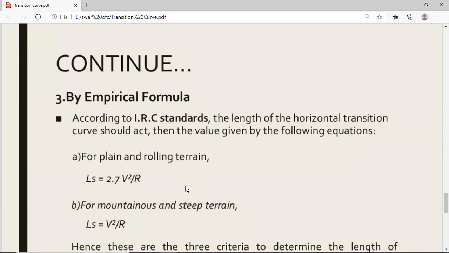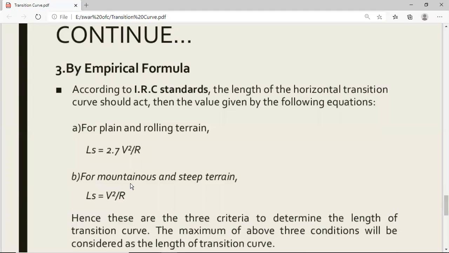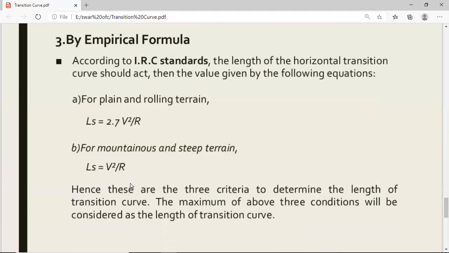And the last and third method is by empirical formula. According to IRC standards, the length of horizontal transition curve should not be less than the value given by the following equation. A, for plain or rolling terrain, Ls equals 2.7 V square upon R. B, for mountainous and steep terrain, Ls equals V square upon R. Hence, these are three criteria to determine the length of transition curve. The maximum of the above three conditions will be considered as the length of transition curve.